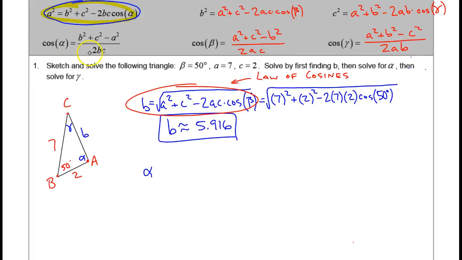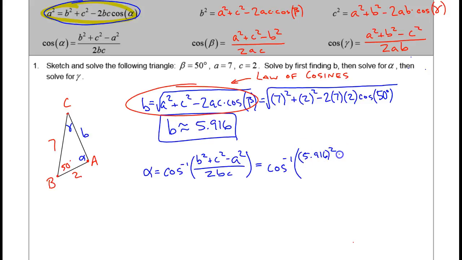And if you look right up here, it says cosine alpha equals b squared plus c squared minus a squared divided by 2bc. So I can say that alpha equals the cosine inverse of b squared plus c squared minus a squared divided by 2bc. Let's go ahead and plug into that. Cosine inverse of b squared, which will be that 5.916 value, squared, plus c squared, which is 2 squared, minus a squared, divided by 2 times 5.916 times 2.